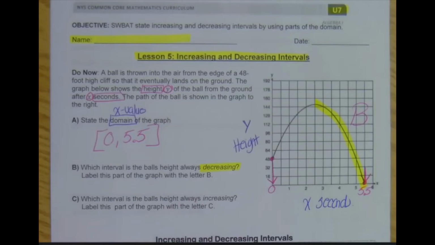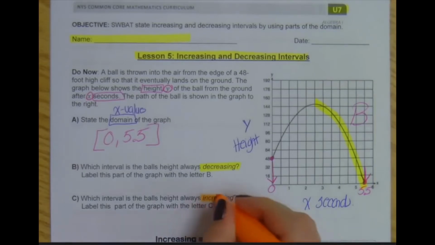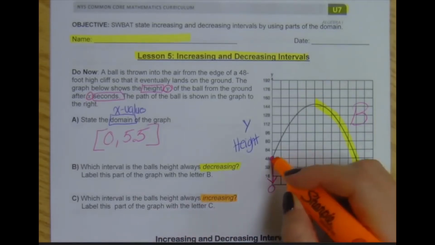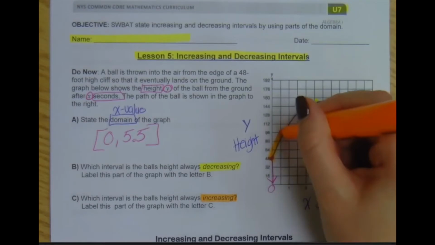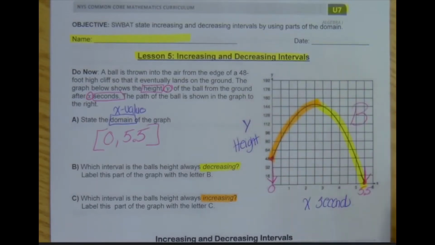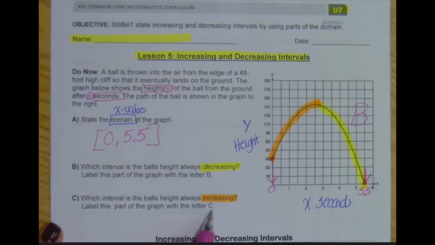Part C says which interval always shows where the ball is increasing. I'm going to highlight that out in orange. And again, here's my ball. It's going up, up into the air, okay, until it finally starts to go back down. So where I labeled in orange, where I highlighted out really, that's where I am increasing. It says to label that with the letter C. So here is my letter C.